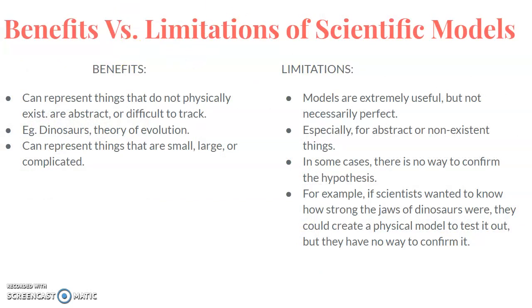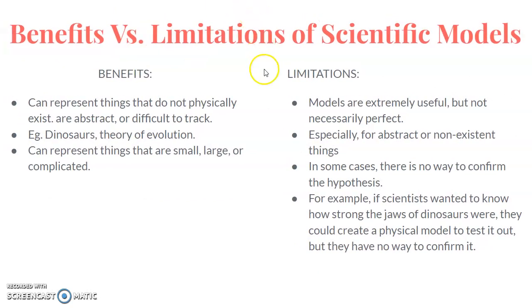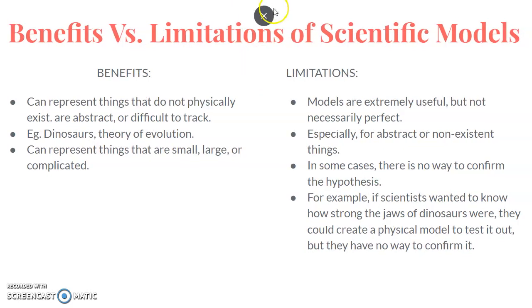Next, we have benefits and limitations of scientific models. Of course, models are very useful, but not all the time. Now, some of the benefits obviously include that they can represent things that do not physically exist, or if they're abstract or difficult to track. For example, the theory of evolution. Now, it's an abstract idea, or it is difficult to track because human beings don't live for centuries. But thankfully, we can use scientific models to understand how it works, right? So this is a benefit.